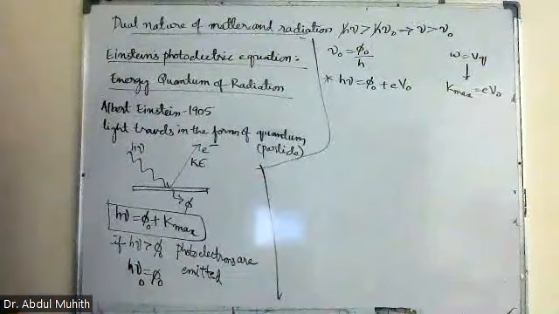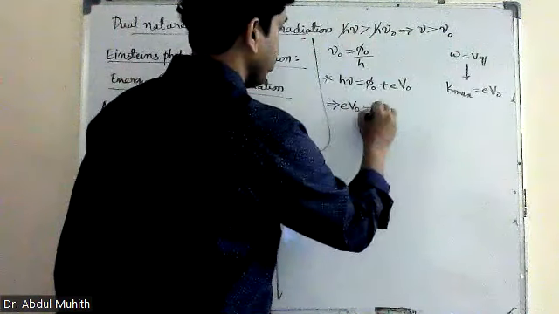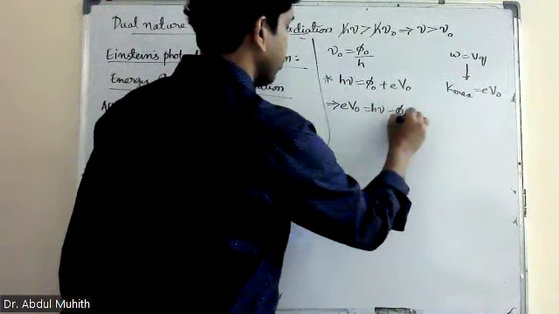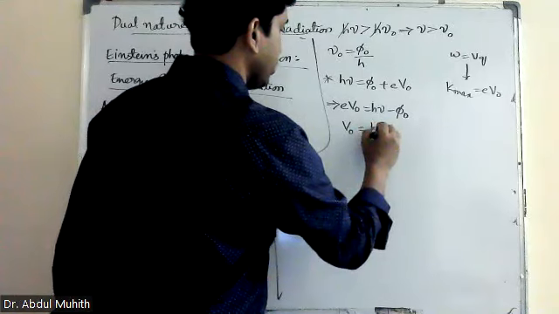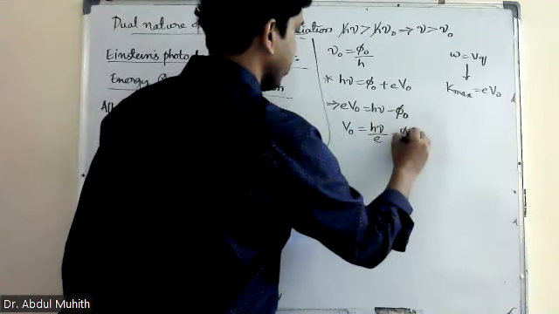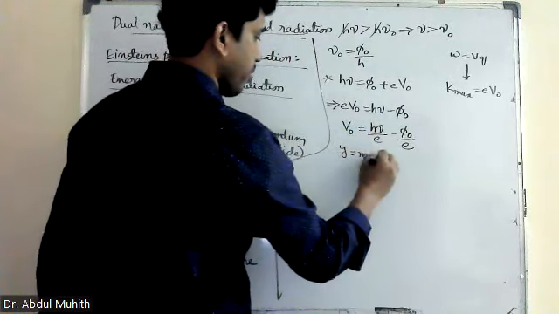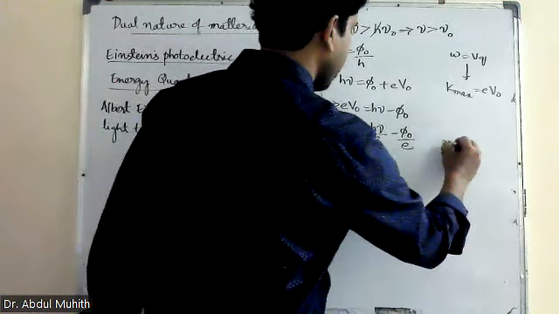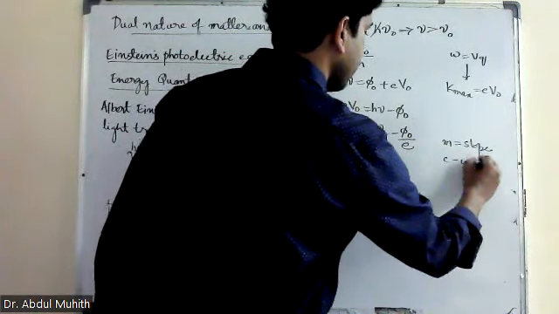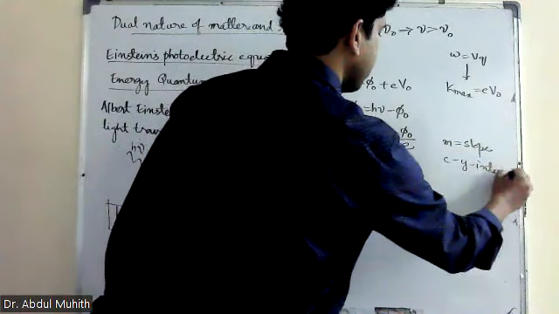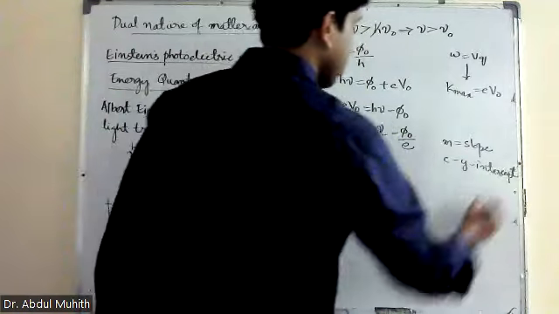Now, if you simplify this, what will happen? E into V0 is equal to h nu minus phi 0. So V0 is equal to h into nu by E minus phi 0 by E. As I told you, it is in the form of y is equal to mx plus c. So m is the slope and c is the y intercept, is it not? Is it clear? So m is the slope and c is the y intercept.